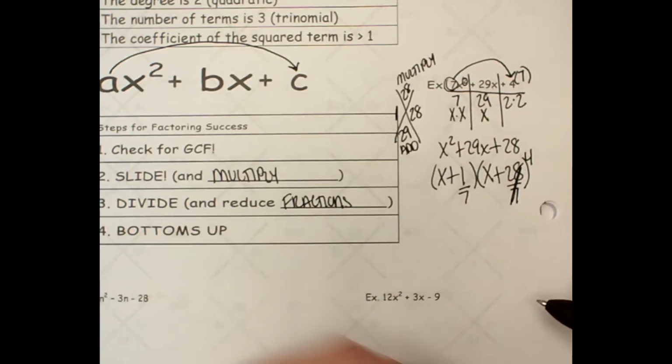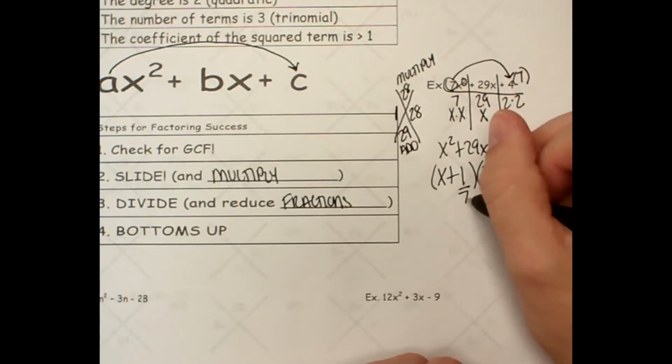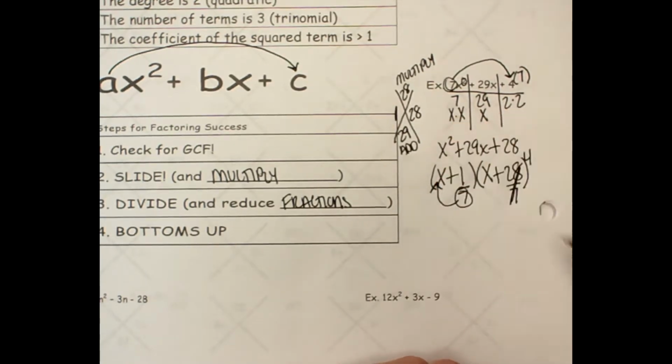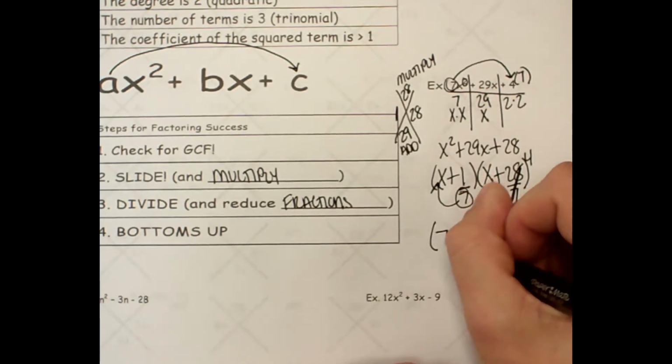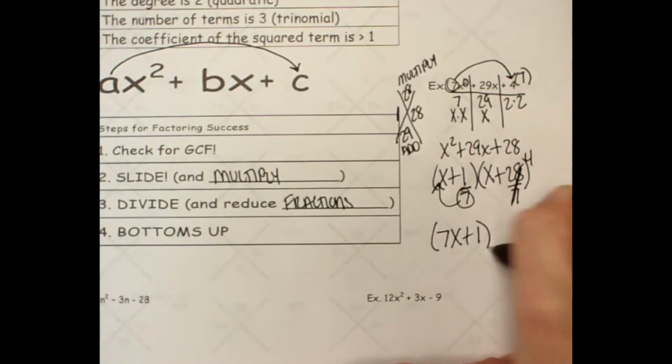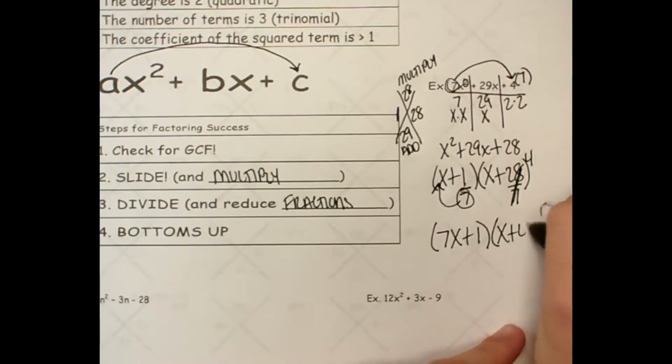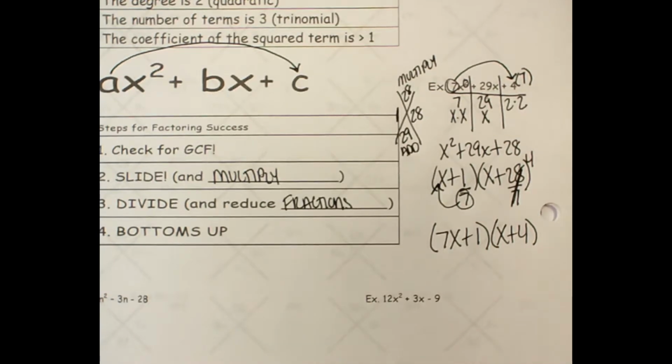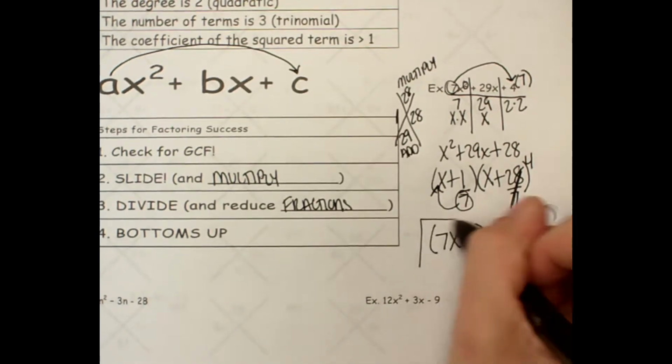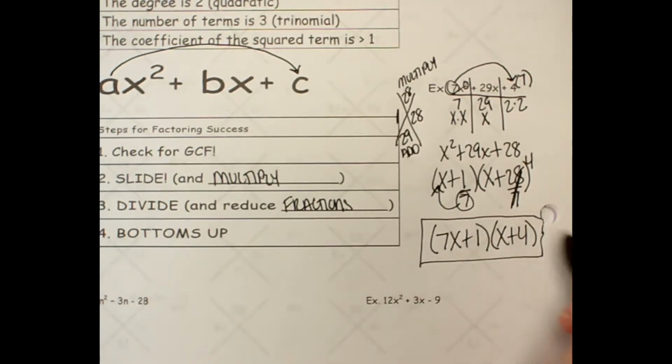Then you got to remember bottoms up. We don't want to leave them as fractions. So this 7 has to slide up and go up in front. So it's going to be 7x plus 1. And this one is x plus 4. I know it seems like a lot, but the more you practice, the easier it gets. Okay?